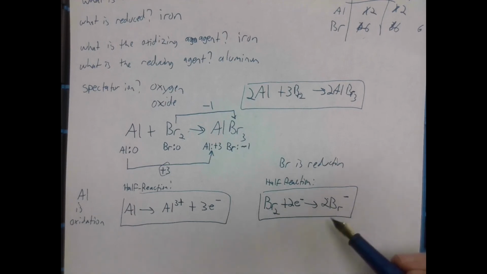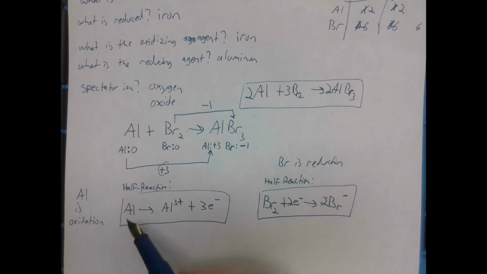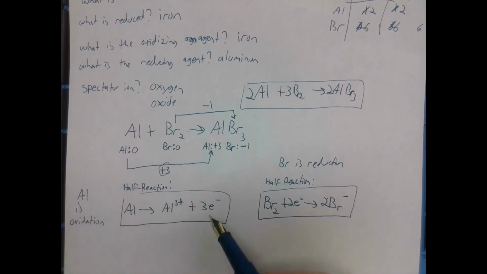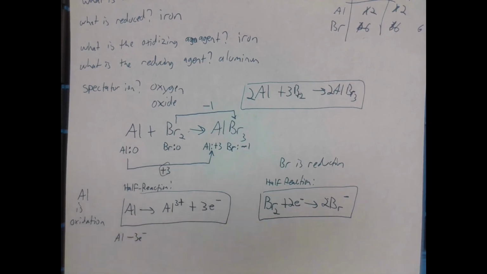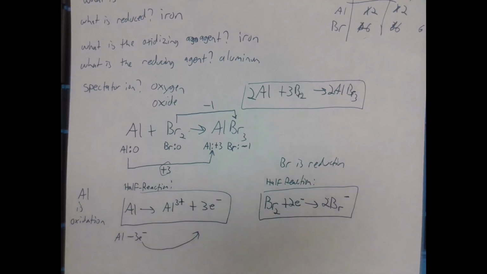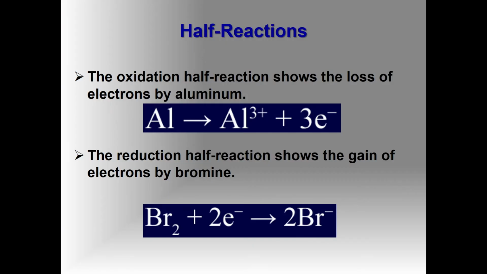And we have to balance the numbers on this. Aluminum is losing 3 electrons, and we never have a minus sign. If you think of it as aluminum minus 3e, we can never have a minus. So to make this equation balance, we have to move this over to the other side. It's one way you can think of it if you're thinking of it in algebra. We can never have a minus in the equation. So the oxidation half reaction shows the loss of electrons by aluminum, and the reduction half shows the gain of electrons by bromine.